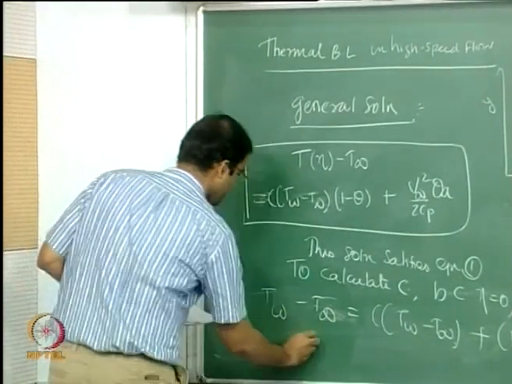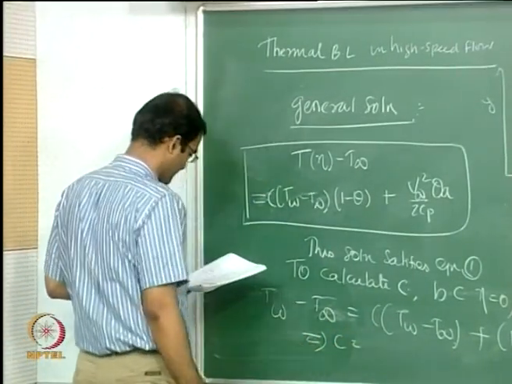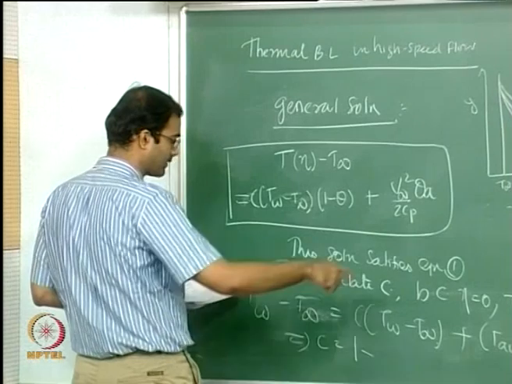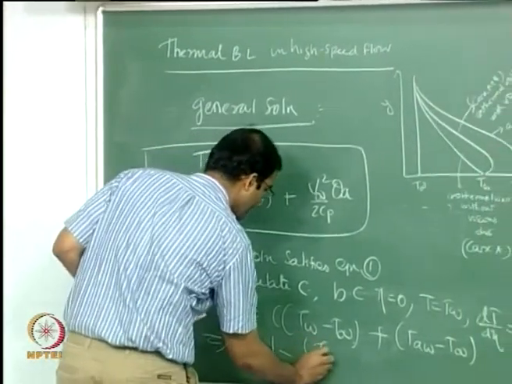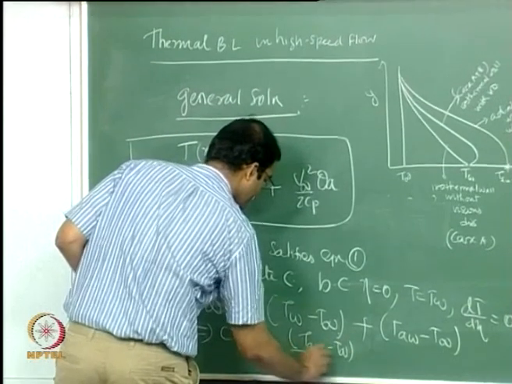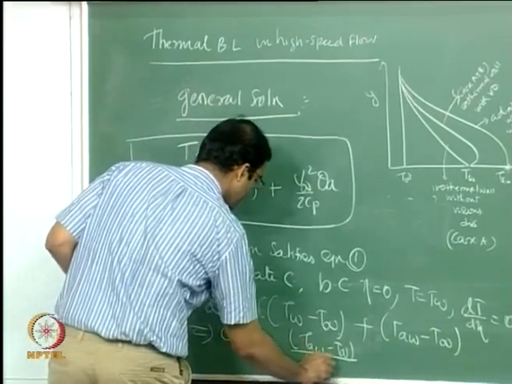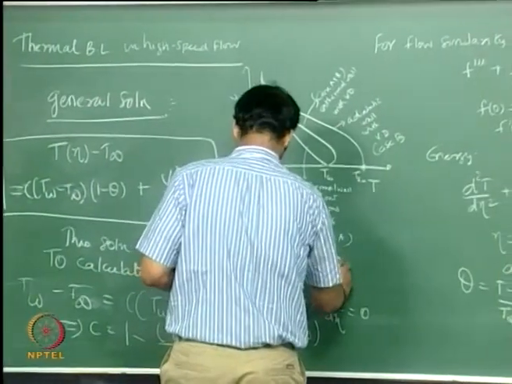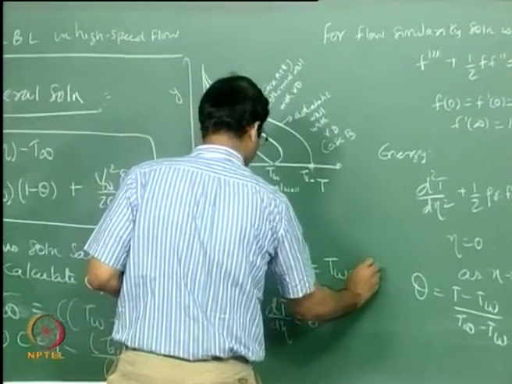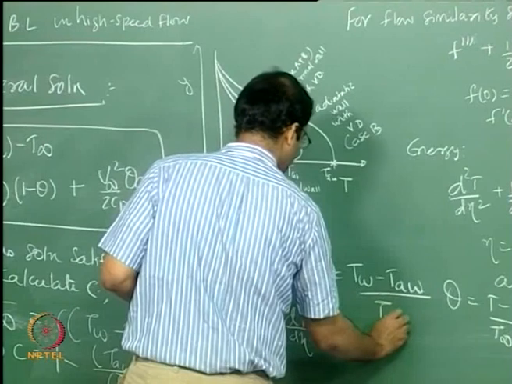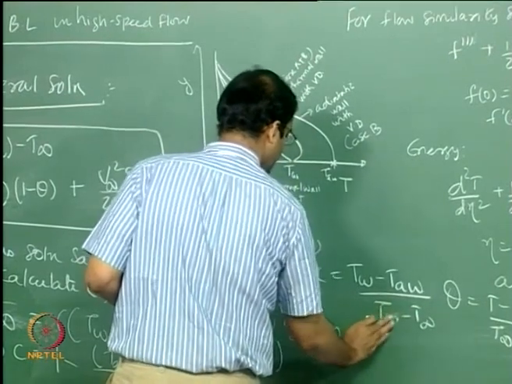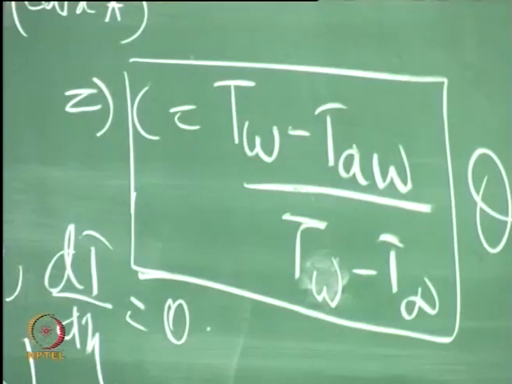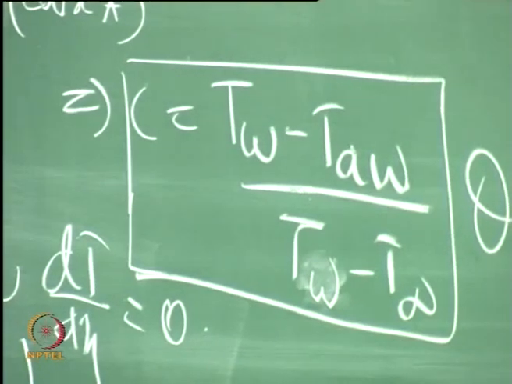Okay, so this will give me C equal to what? 1 minus, so I can just take this common, so this will be 1 minus C plus is equal to this, so C will be 1 minus T adiabatic wall minus T infinity divided by T wall minus T infinity. Or I can rewrite this as C is equal to T wall minus T adiabatic wall by T wall minus T infinity. Now that I have determined C, the solution is now complete.